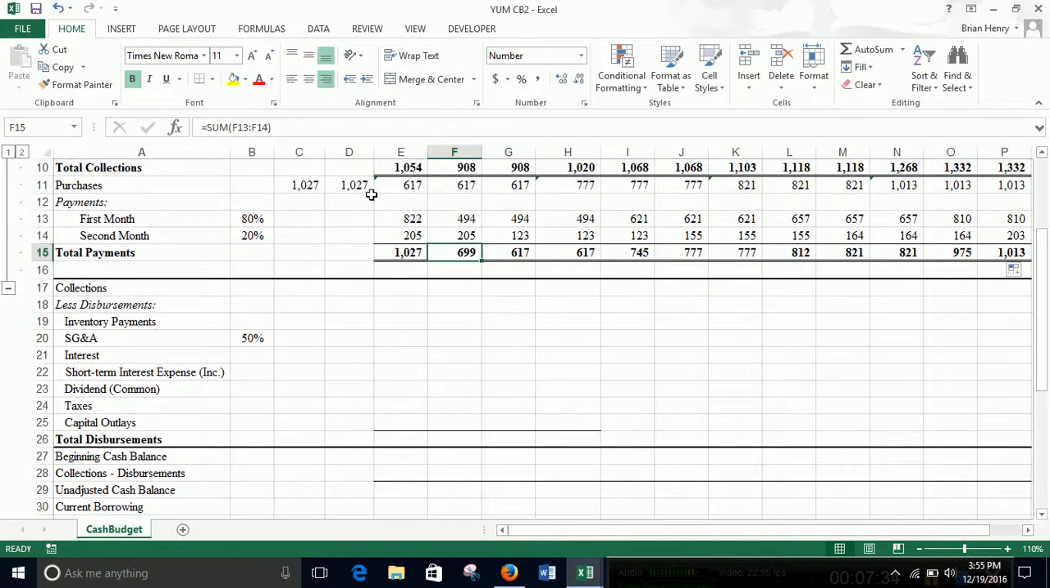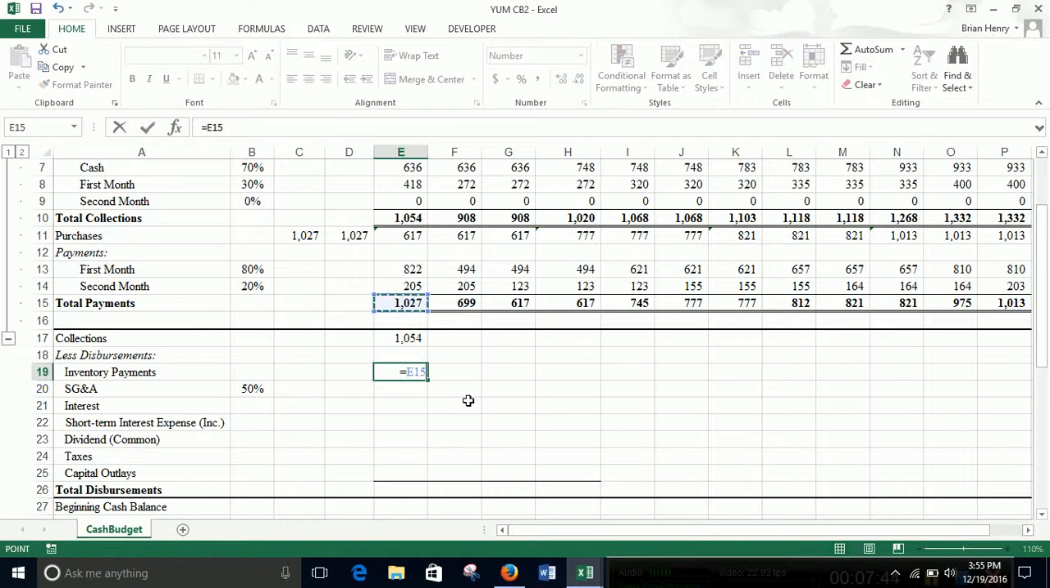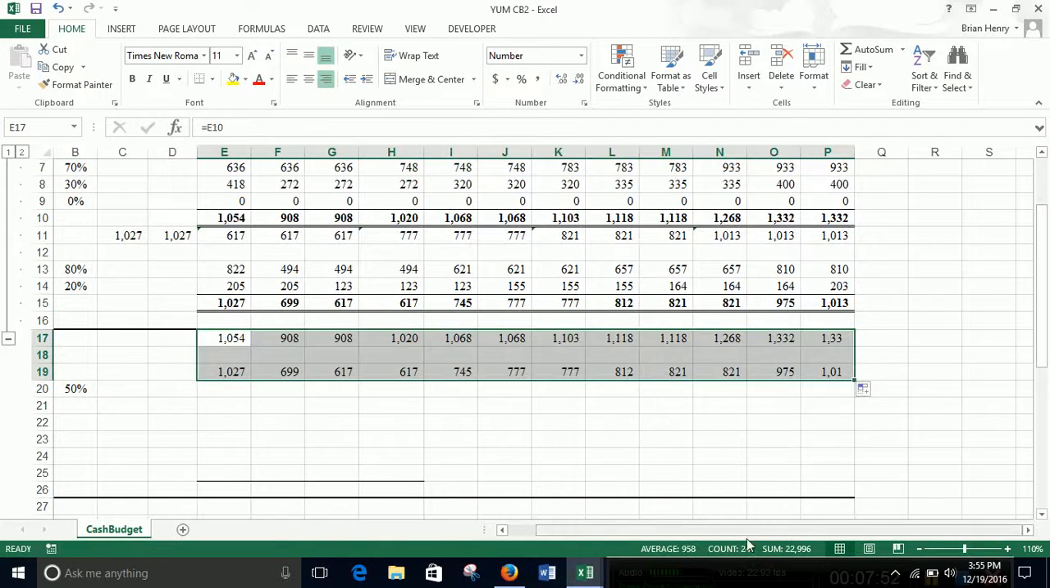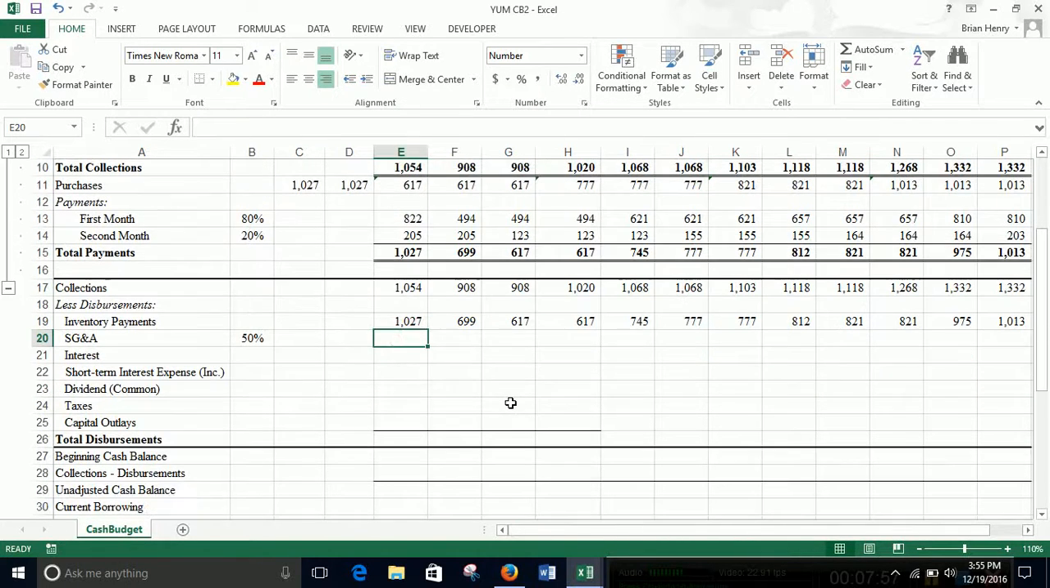All right, now I'm going to bring this top part down to the next section. So I'm just going to bring collections. So here's our total collections, and here's our inventory payments. So I'm just going to bring those down, and then we'll start working on these last things, all of which we can pull from our financial statements as well.